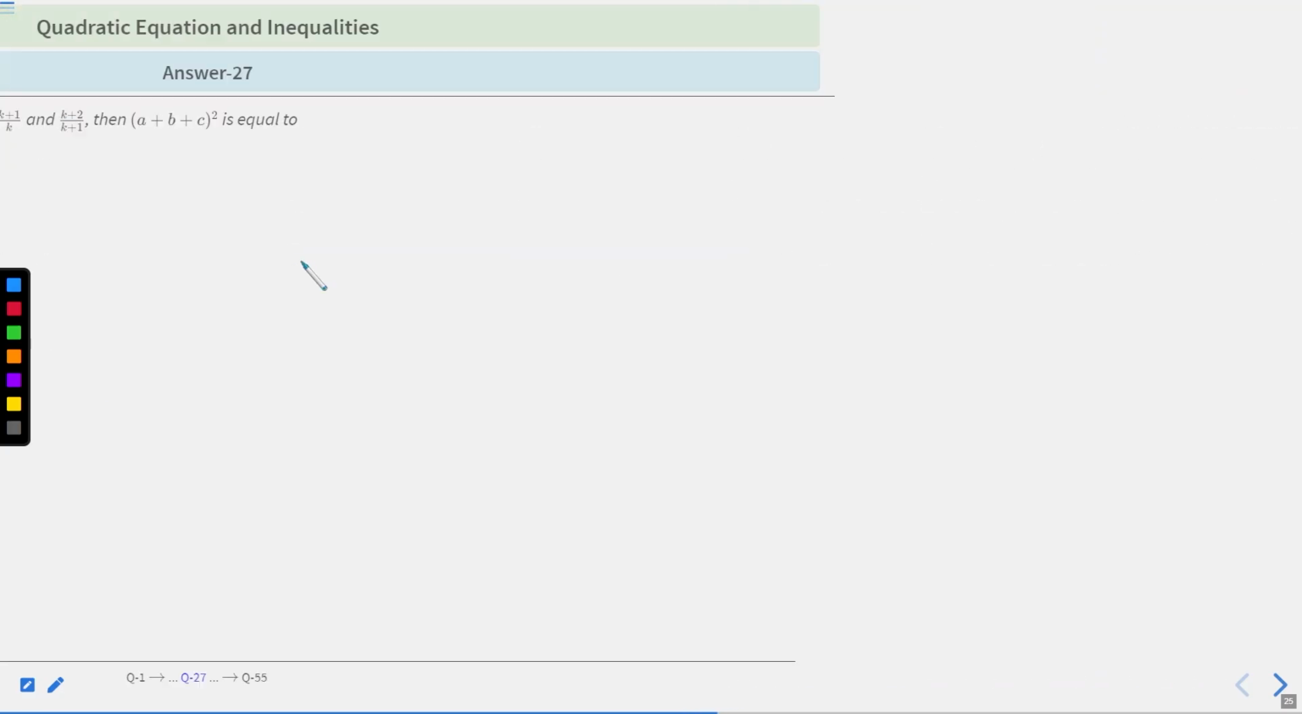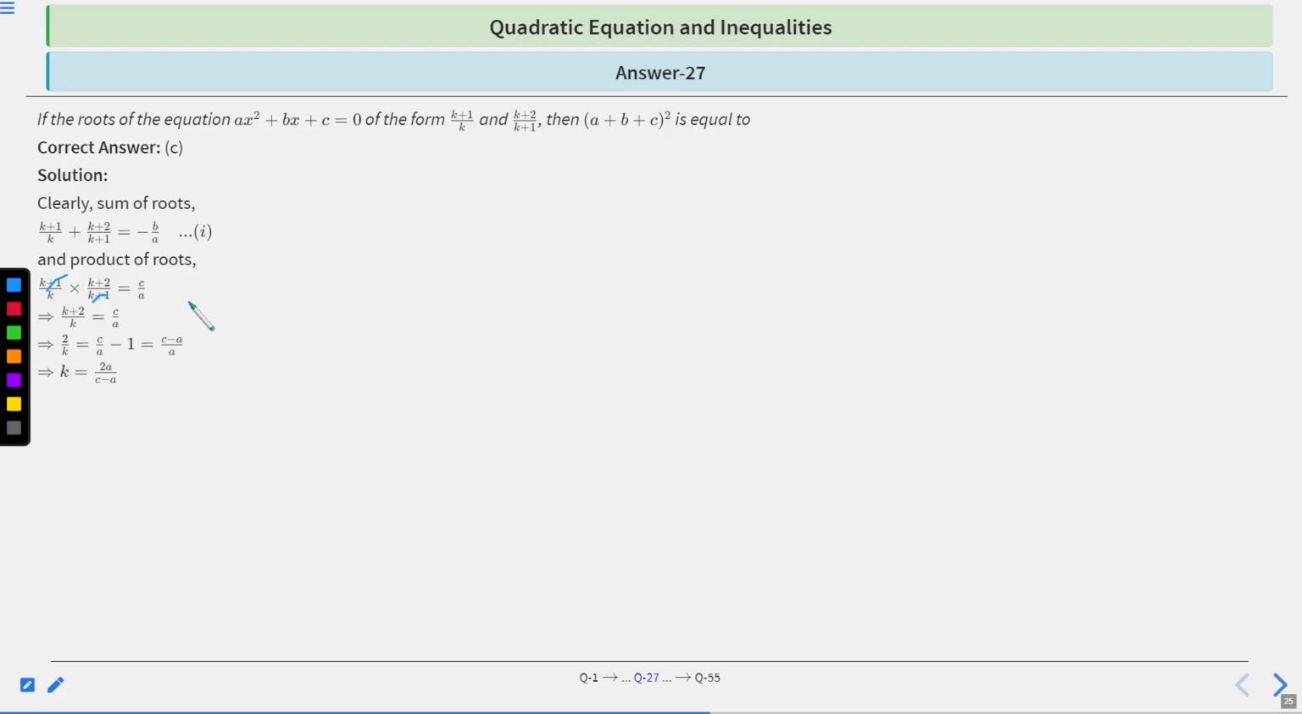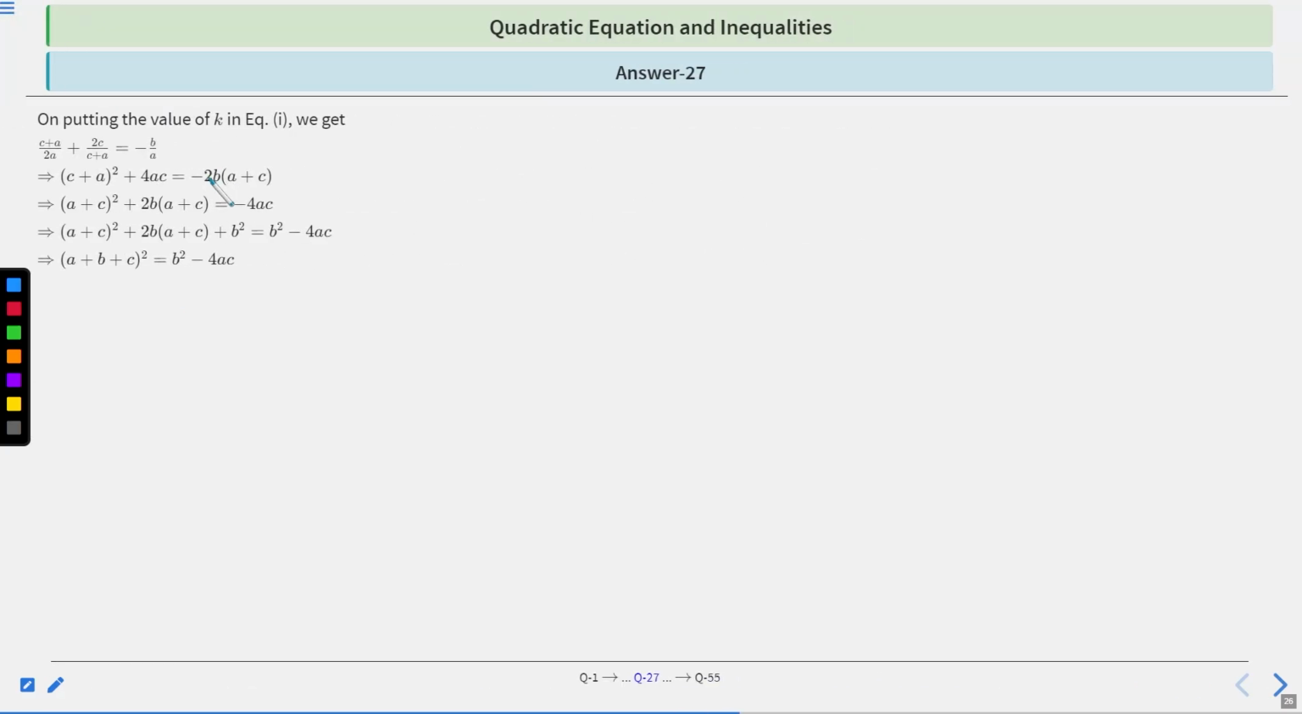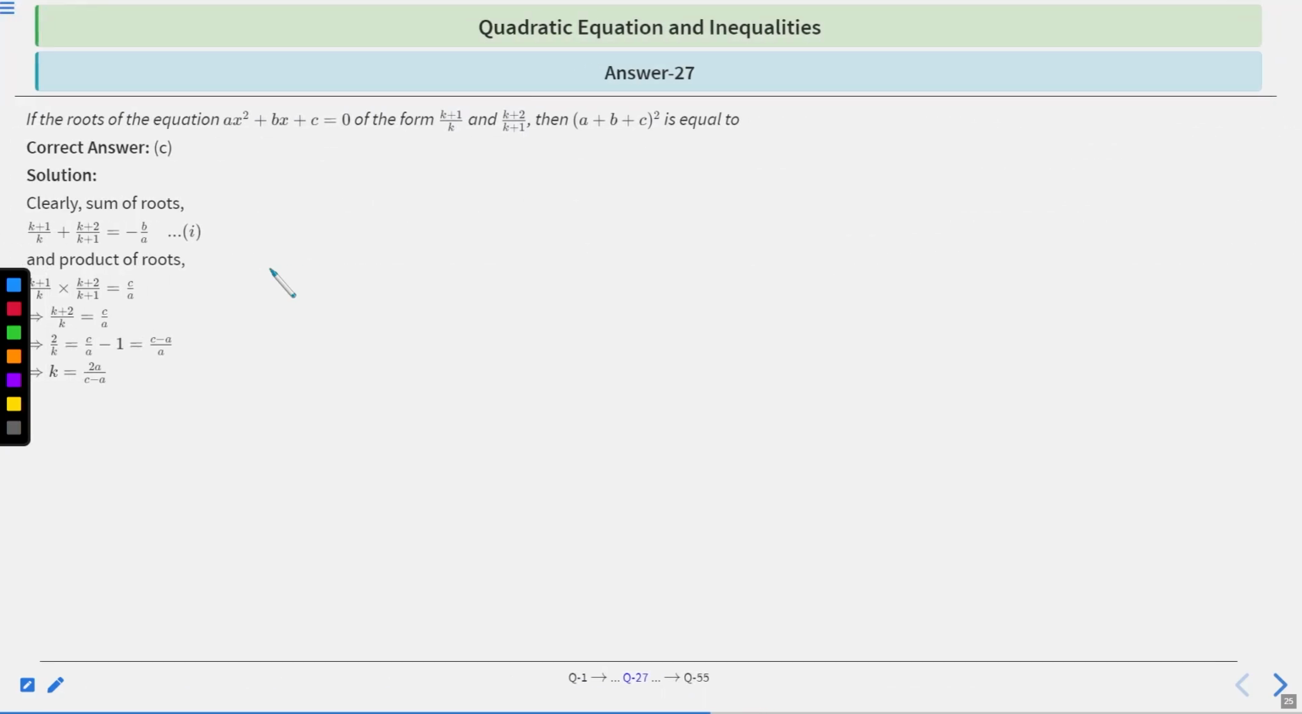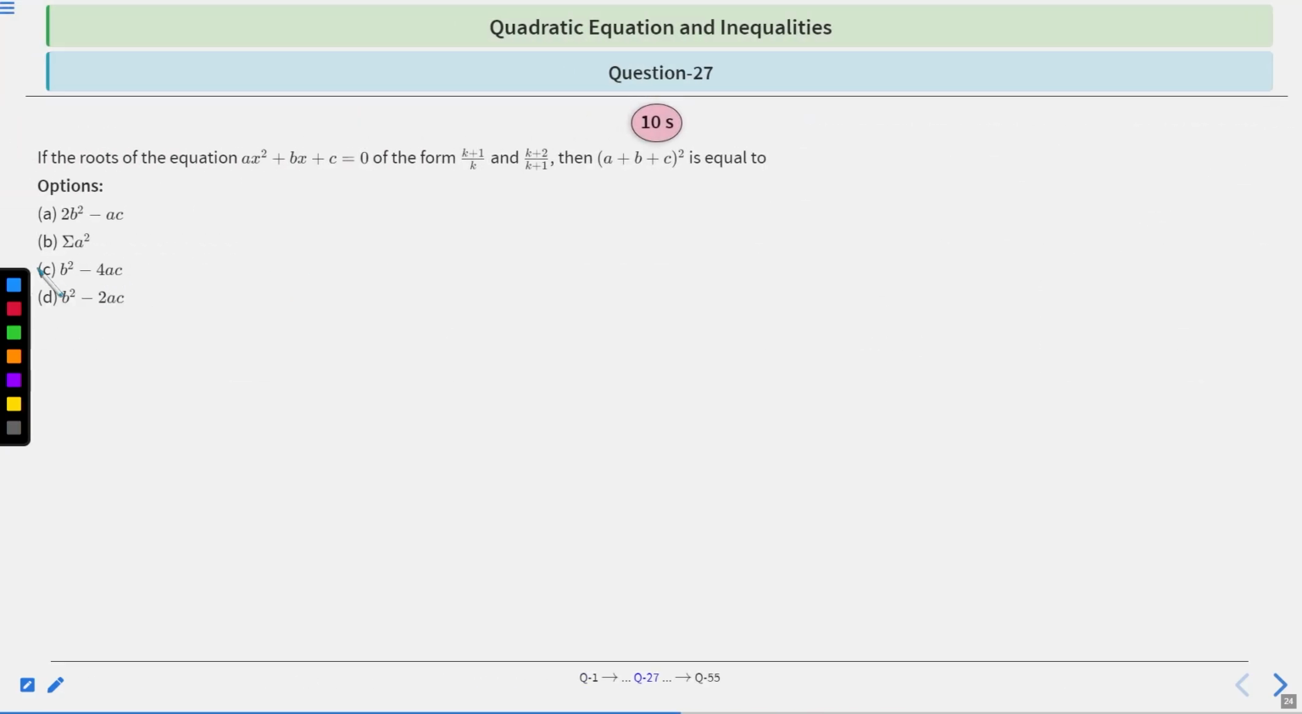Now, putting the value of k in equation 1, right? After putting the value in equation 1 and solving, we come to the conclusion that (a + b + c)² is equal to b² − 4ac. Right? You can see the solution. Right? So option C is the right choice.